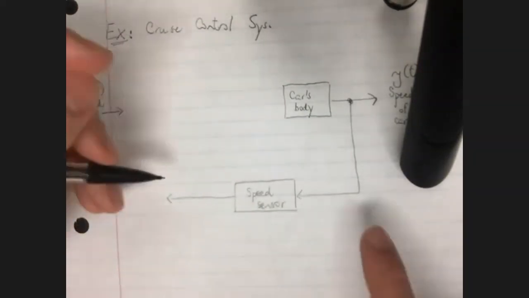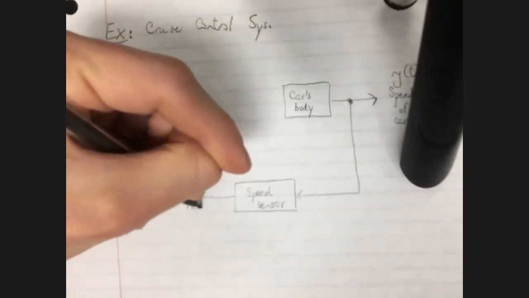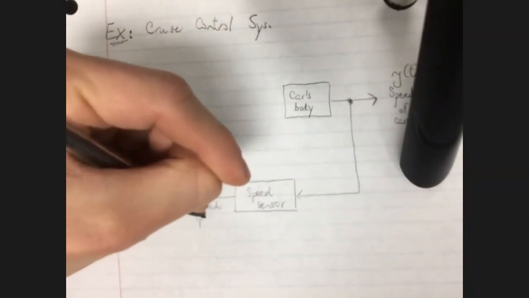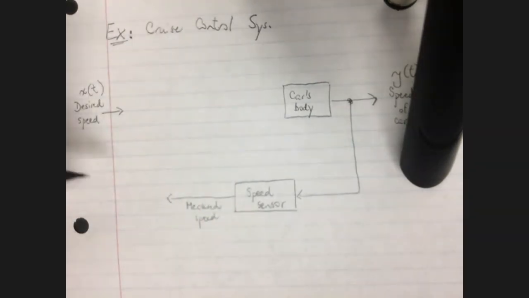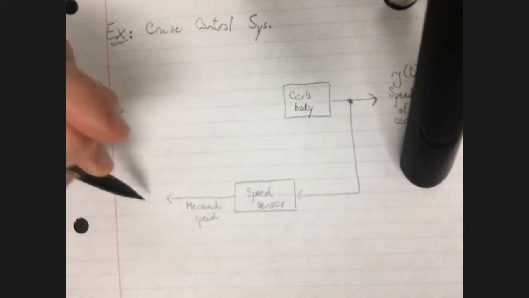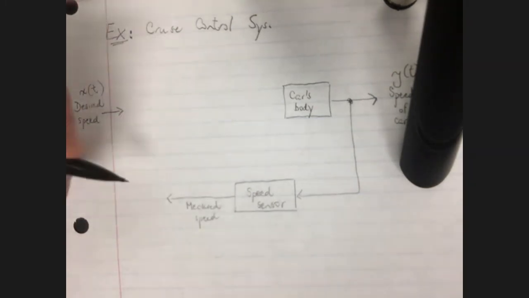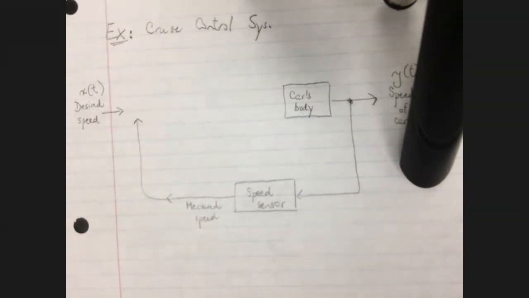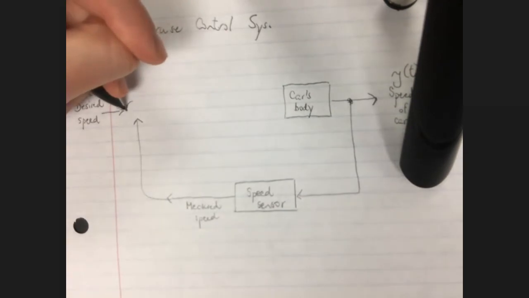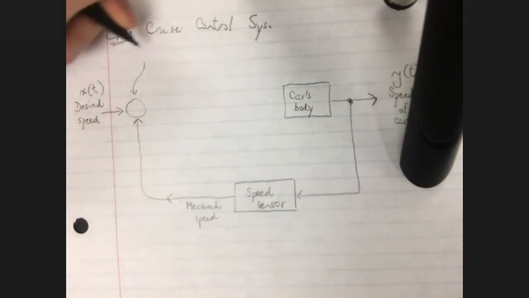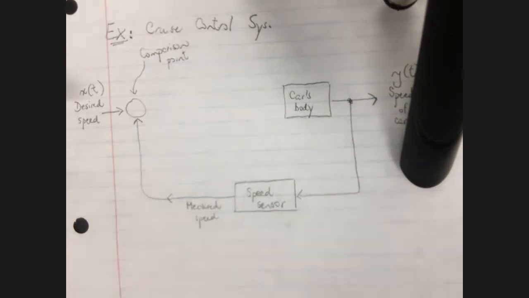And notice right here, this signal is going to be my measured speed. And then usually what I'm going to do is compare my desired speed to my measured one. So I'll bring this up here and compare the two. Okay, so this is going to be a comparison, say comparison point. So my comparison point is going to take my desired speed compared to my measured speed.